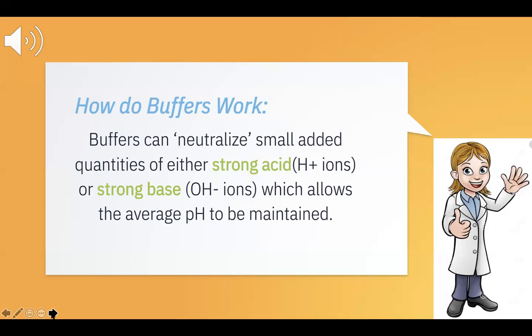So how do buffers work? Well, buffers can neutralize small added quantities of either strong acid or strong base, which allows the average pH to be maintained. This makes either a weaker acid or base. Let's look at an example.